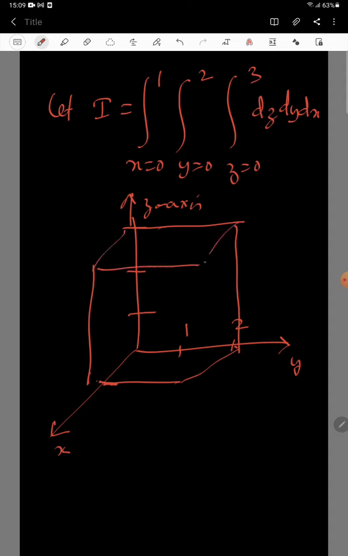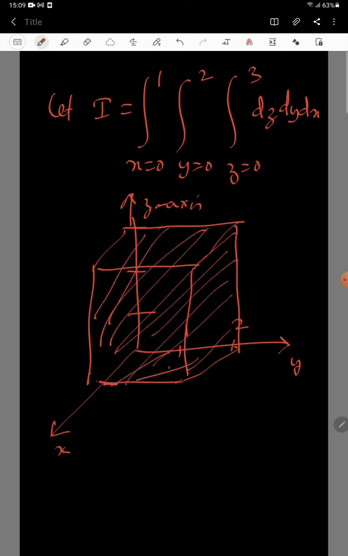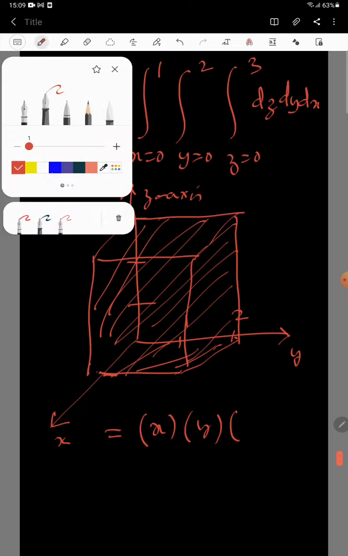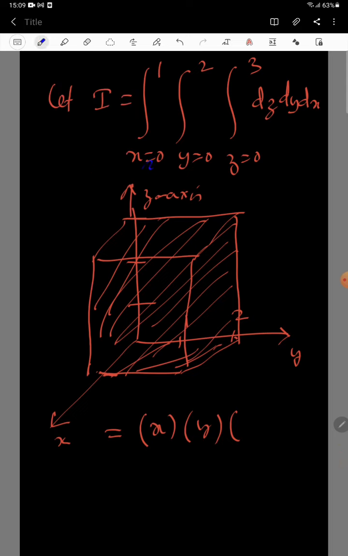The volume of this complete rectangular parallelepiped will be equal to the integral of dx dy dz. Now, because I am separating the integral, I am changing the color of the pen so that you will be able to see. This integral goes with dx, this with dy, and this with dz. The integral of dx is x, the integral of dy is y, and the integral of dz is z. The limits for x are from 0 to 1, for y from 0 to 2, and for z from 0 to 3.